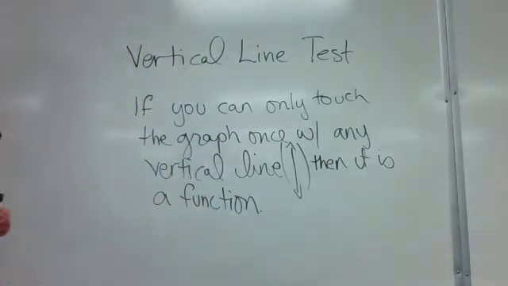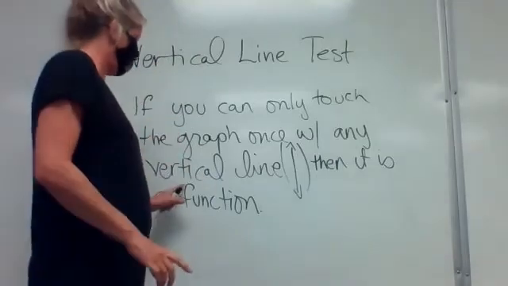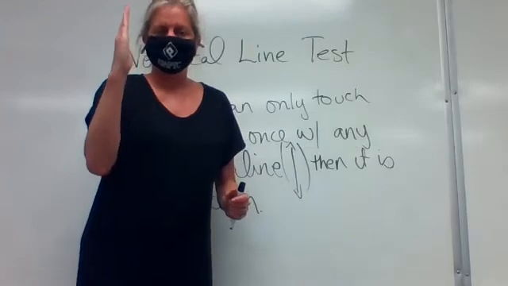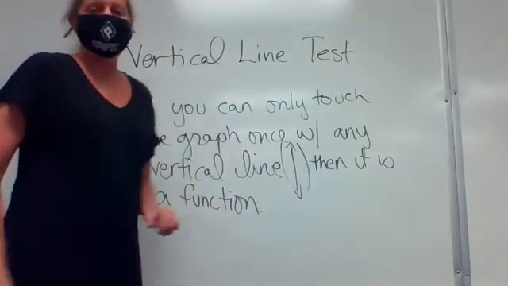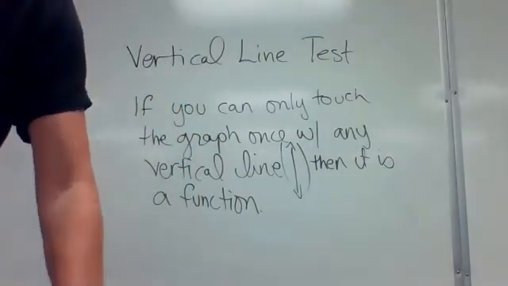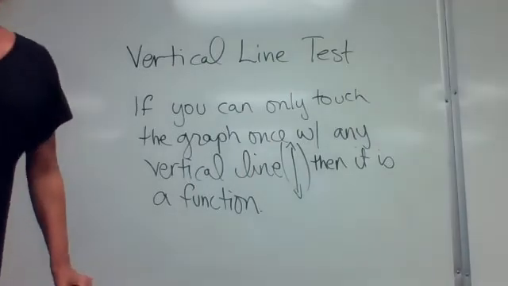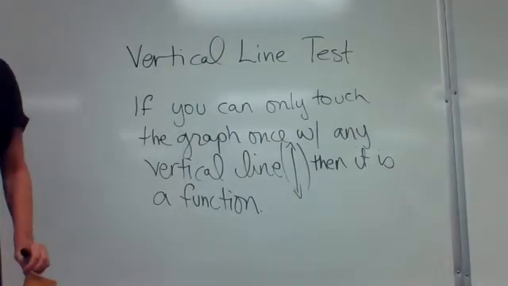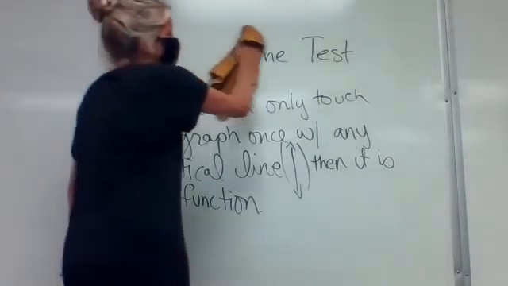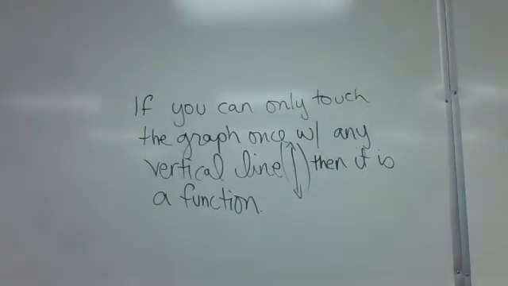All right, what the vertical line test says is if you can only touch the graph once with any vertical line, that's a vertical line, the one that goes straight up and down, then the graph is a function. So again, only touching the graph one time with the vertical line will make it a function. So we're going to use this rule to evaluate these last problems to see if they are functions or not. I'll give you a second to write that down.